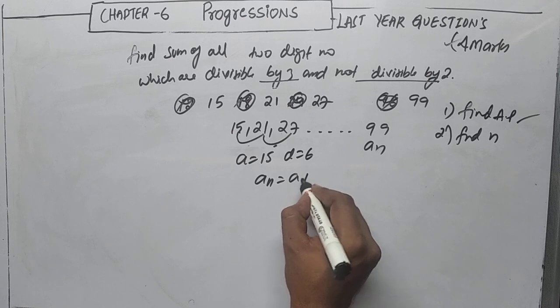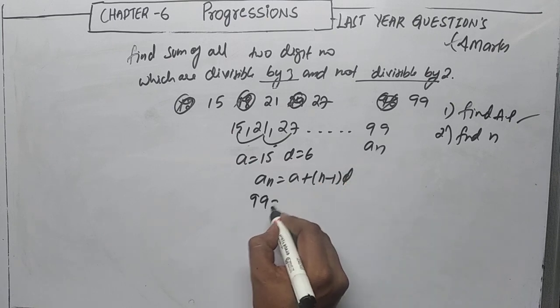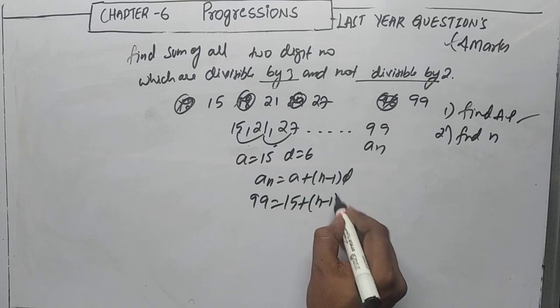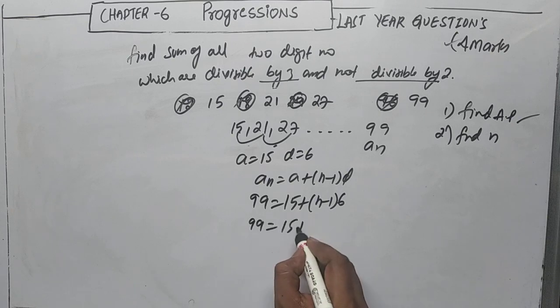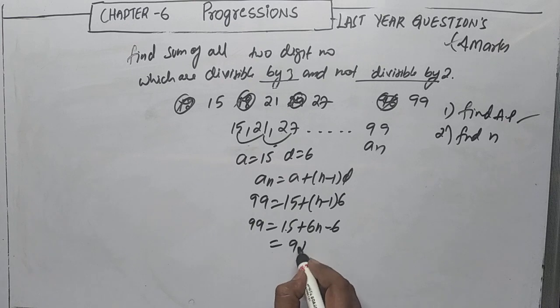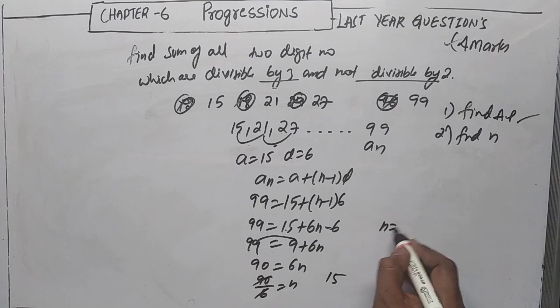So an is equal to a plus (n minus 1) into d. An value is 99, a value is 15, n value we have to find, d value is 6. So 99 is equal to 15 plus 6n minus 6. So 15 minus 6 is 9 plus 6n. So 99 minus 9 is 90. 6n you have to cancel. 90 by 6 is equal to n. So n value we got is 15.